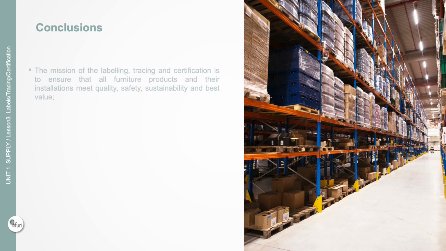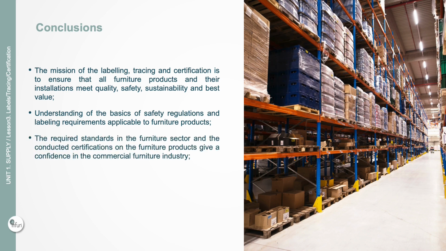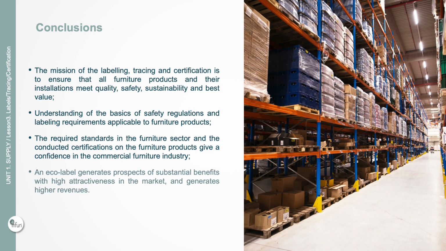It can be concluded that the mission of the labeling, tracing and certification is to ensure that all furniture products and their installations meet quality, safety, sustainability and best value. In addition, understanding the basics of safety regulations and labeling requirements applicable to furniture products has great importance. Furthermore, the required standards in the furniture sector and the conducted certifications on the furniture products give confidence in the commercial furniture industry. Finally, it can be concluded that an eco-label generates prospects of substantial benefits with high attractiveness in the market, and generates higher revenues.